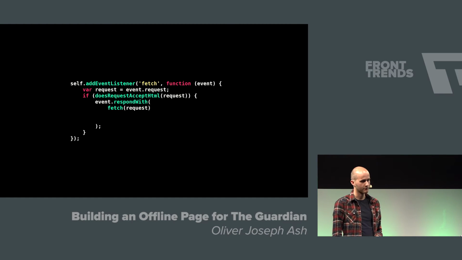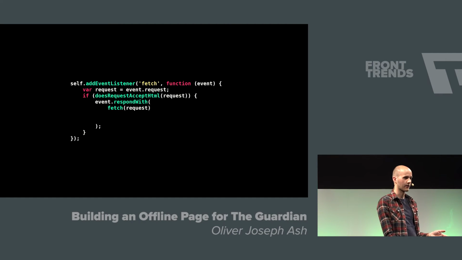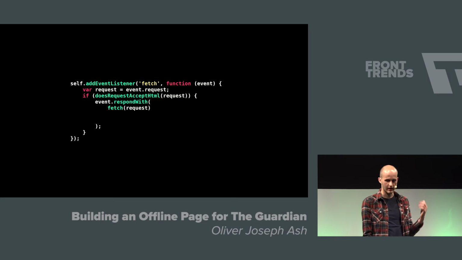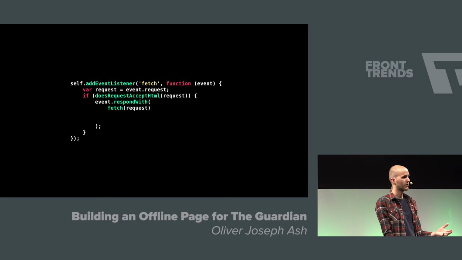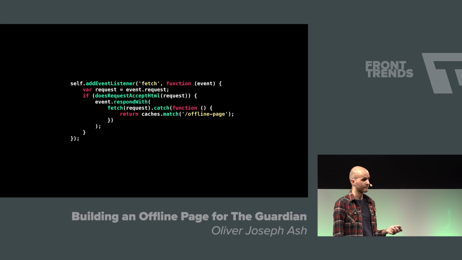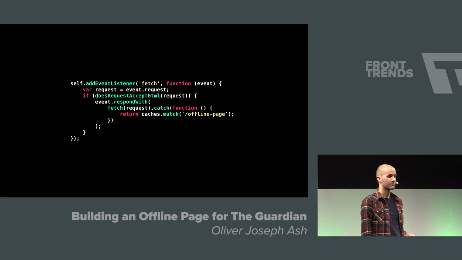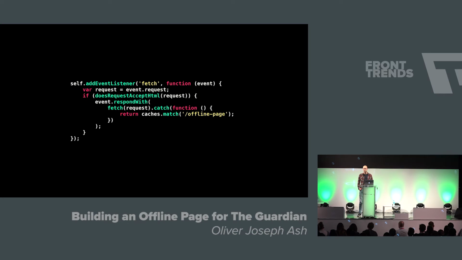So the thing we'll do next, as I said, is go to the network first and then to the cache. Here's the code we had before. If fetch fails, well, fetch is a promise, so that will just return a rejected promise. We can catch that promise rejection, and we can decide to handle that error and retrieve something from the cache. In this case, we're going to return the offline page. So if you're offline, the fetch function will error and we'll return the offline page.